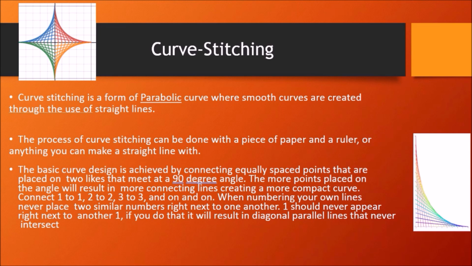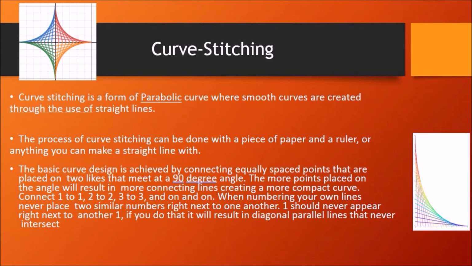One of the easiest parabolic curves is the curve stitching. Curve stitching is a form of parabolic curve where smooth curves are created through the use of straight lines. The process of curve stitching can be done with a piece of paper and a ruler or anything you can make a straight line with.